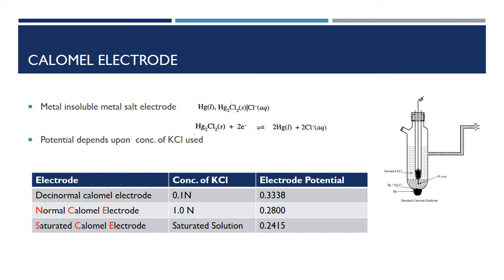The tube is then filled with differing concentrations of KCl solution. The concentration of KCl may vary from 0.1 normal to 1 normal, or the solution may be a saturated solution of KCl. This solution is also filled into the curved side tube which is used to connect this electrode to other electrodes. A platinum wire sealed into a thin glass tube containing a little mercury at the bottom serves to make electrical contact with the external circuit.